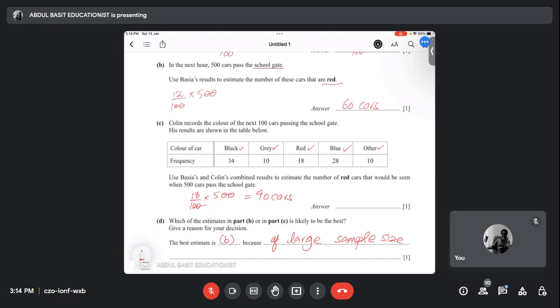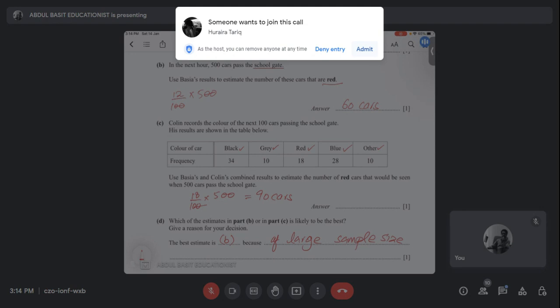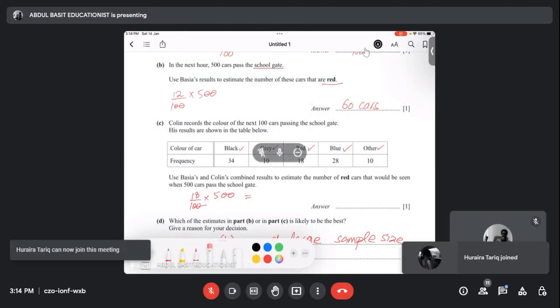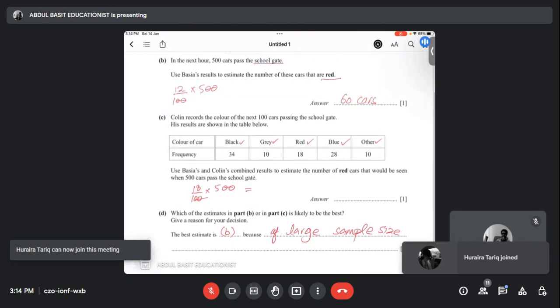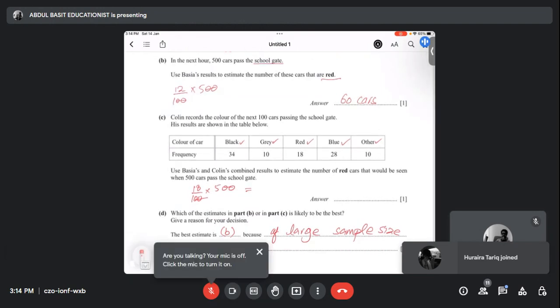Yes, child. Sir, I think the answer to part C is 75. I solved these, yes. The answer to part C is what? 75. Yeah, please do it then. 18 times 5 is what? Maybe written by mistake. Check it. 18 times 5 is, sir, 90. 90, 18, sir. Times red cars that would be seen when 500 cars pass. So 18 divided by 100 times 500. We will check this later.